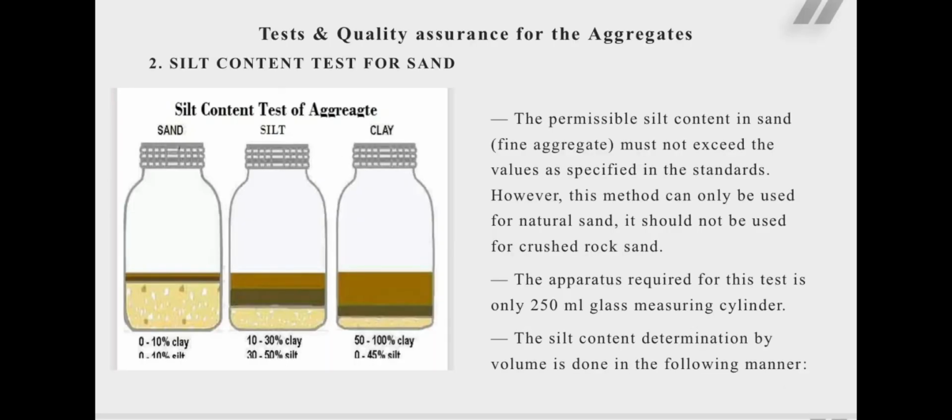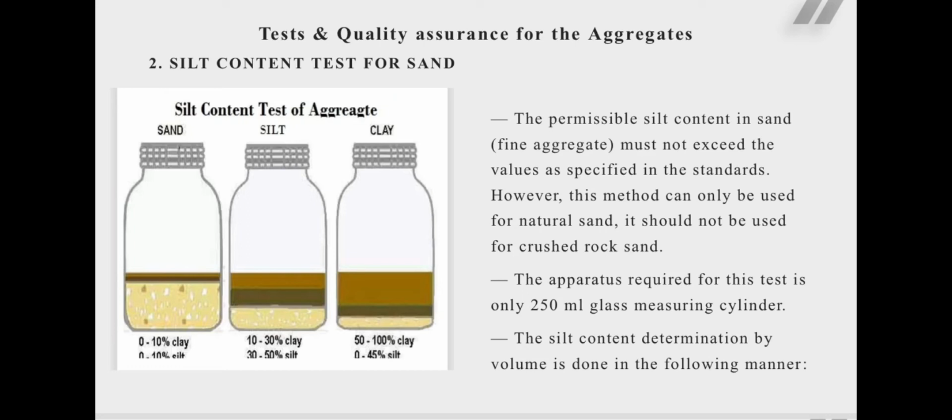Number 2, silt content test for sand. The permissible silt content in sand must not exceed the value as specified in standards. However, this method can only be used for natural sand. It should not be used for crushed rock sand. The apparatus required for this test is only a 250 ml glass measuring cylinder.